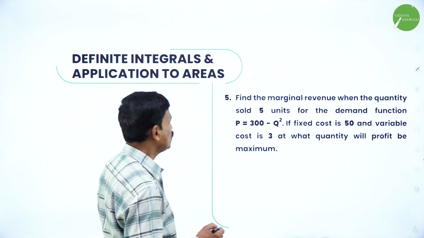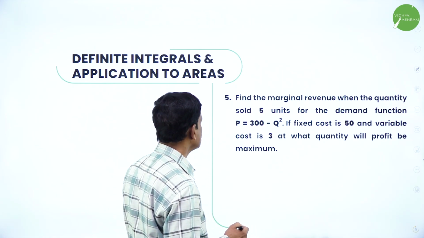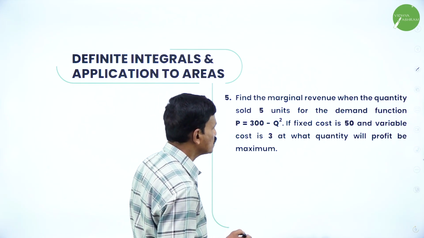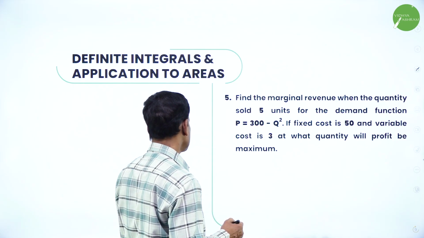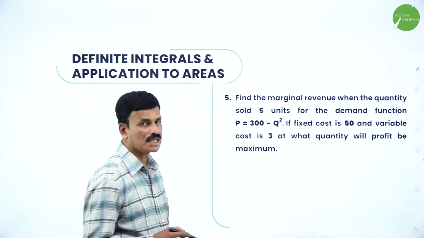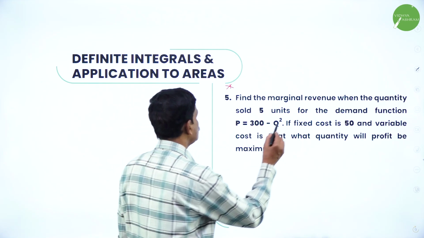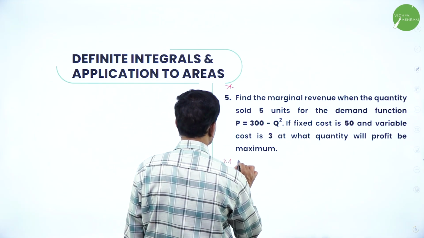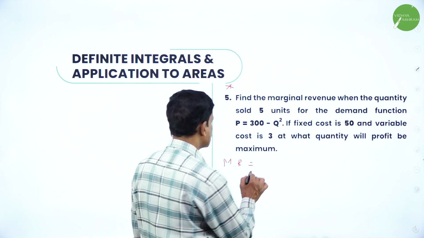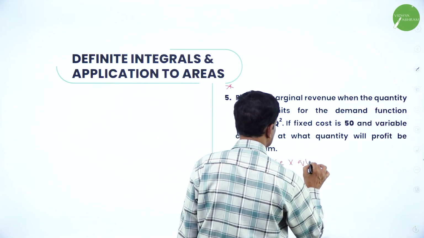Find the marginal revenue when the quantity sold is 5 units for the demand function P is equal to 300 minus Q square. If the fixed cost is rupees 50 and the variable cost is rupees 3, at what quantity will profit be maximum? This is also an important problem. Right. Now, the marginal revenue, what is given here? Here, the revenue is equal to price into quantity.